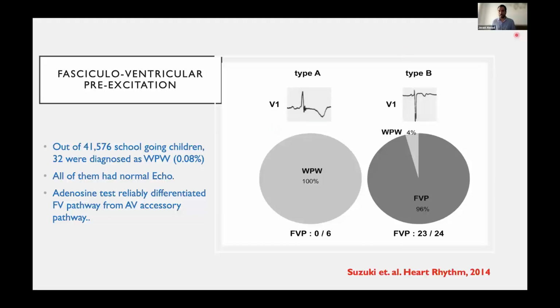these pathways, I have some glitch in the screen, just trying to figure that out. Yeah. So among the type B pre-excitation, meaning septal type of pre-excitation, a predominant majority, 23 out of 24, actually were fasciculoventricular type of pre-excitation. So how do we differentiate, for the sake of students? Fasciculoventricular pre-excitation will persist on AV block or on junctional beats, because this fasciculoventricular pathway inserts from the His bundle to the fascicle, below the AV node.